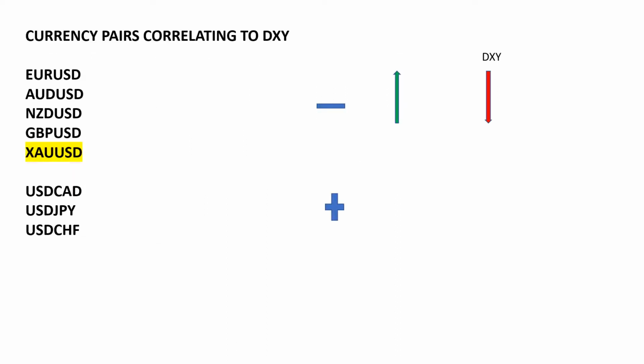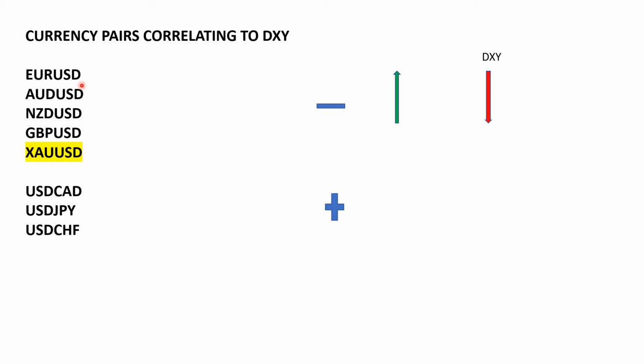These are the currency pairs correlating to DXY, or should I say all of the currency pairs correlating to DXY. If you look here, guys, in the first batch we have the pairs that end with USD, and on this side we have pairs that start with USD, like USD JPY. The first currency of a currency pair is called the base currency. The last currency of a currency pair is called the quote currency.